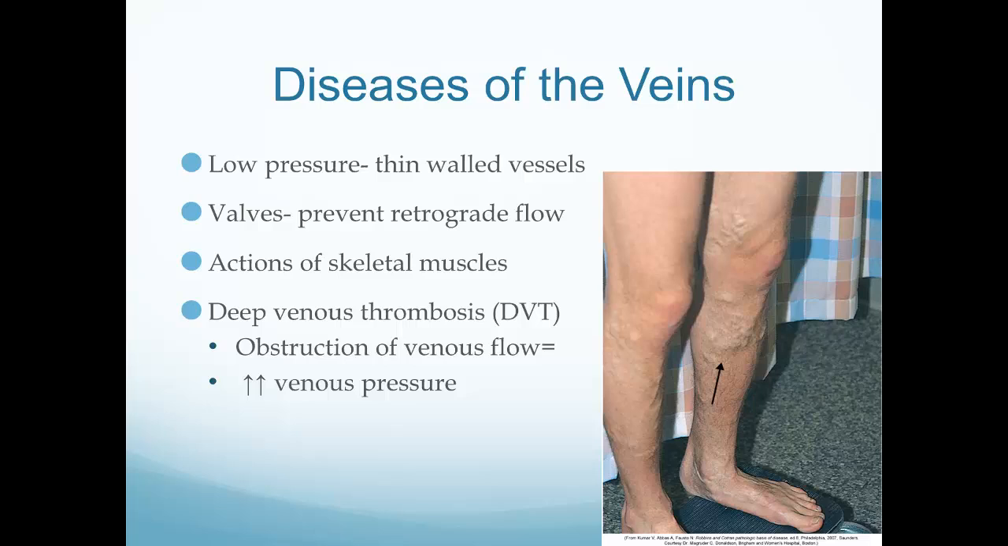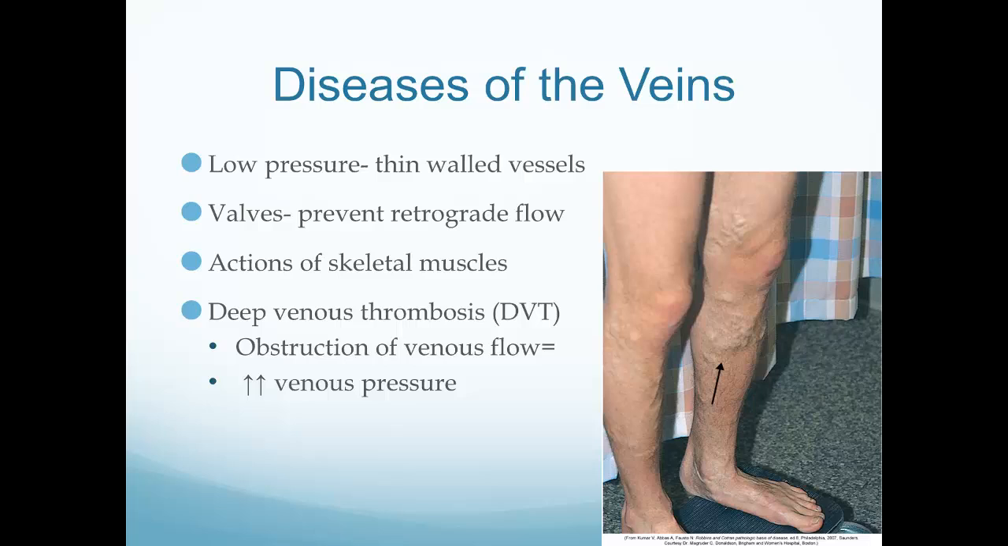Also, veins have something that arteries don't have, and that's valves. Valves will help to prevent retrograde flow. So we don't want that flow to go backwards. We want the flow to go toward the heart. So we need to have valves in there to make sure that the flow is moving toward the heart and not backwards.